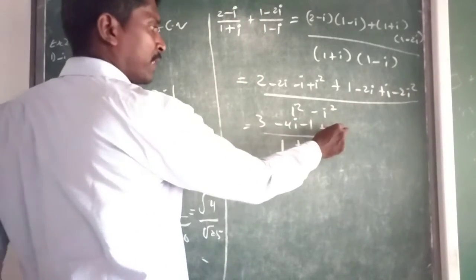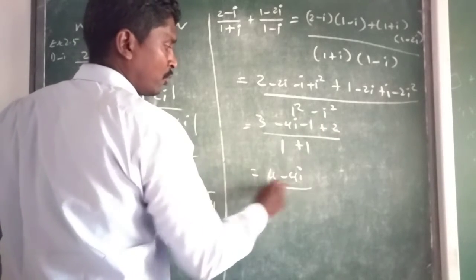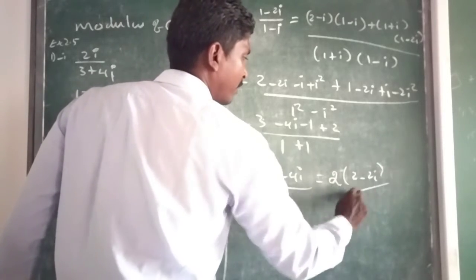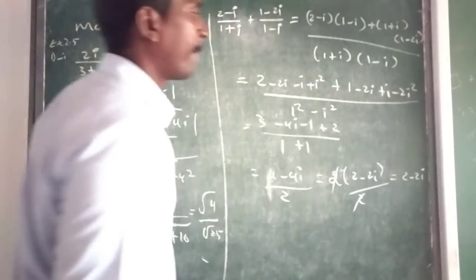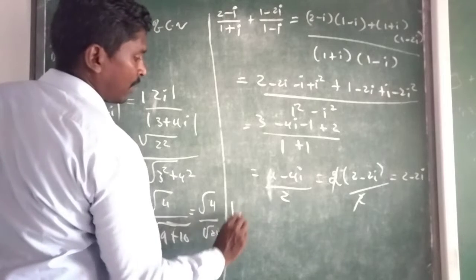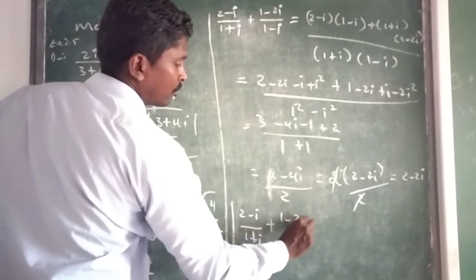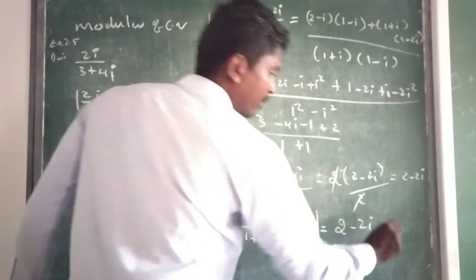So minus 1 plus 2 becomes 1. So 1 plus 3 is 4, minus 4i, by 2. Take 2 common as the denominator, it becomes 2 minus 2i by 2. The 2 is eliminated, and it becomes 2 minus 2i. So if you take the entire term, the sum of 2 minus i by 1 plus i plus 1 minus 2i by 1 minus i is equal to 2 minus 2i.